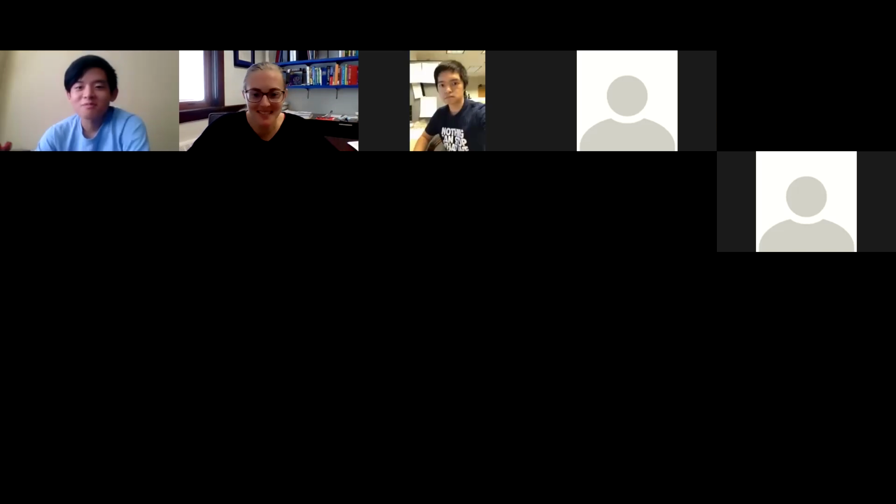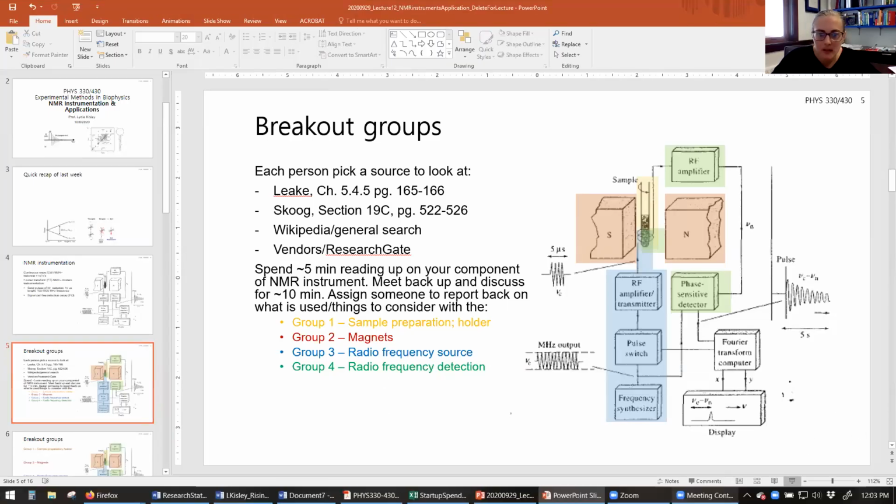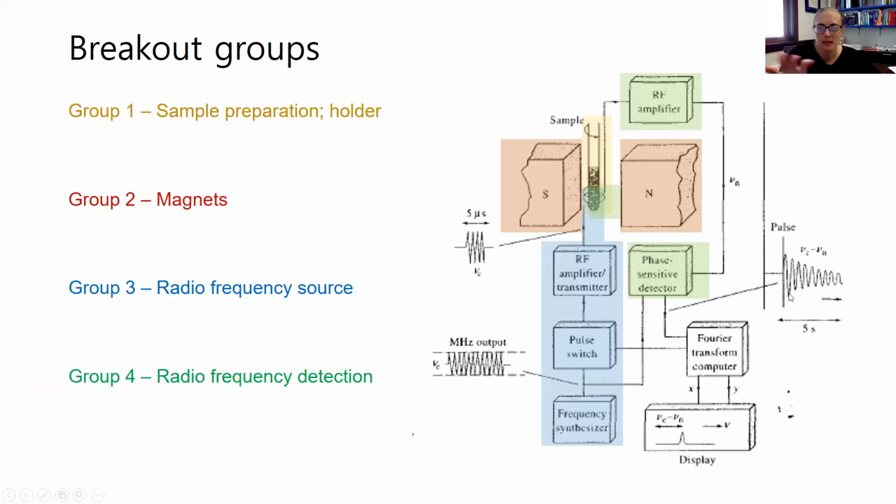You can always tell which groups need more time once the breakout announcement is shared. Okay. You guys can see the screen, okay?